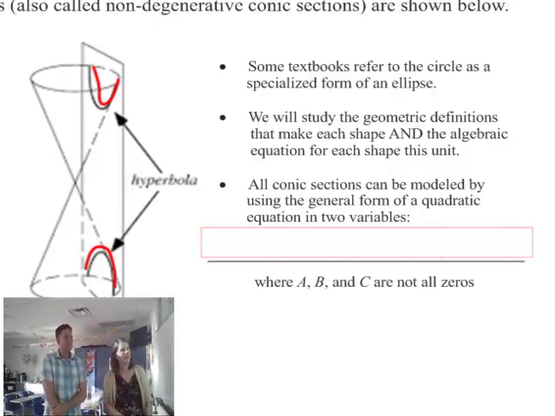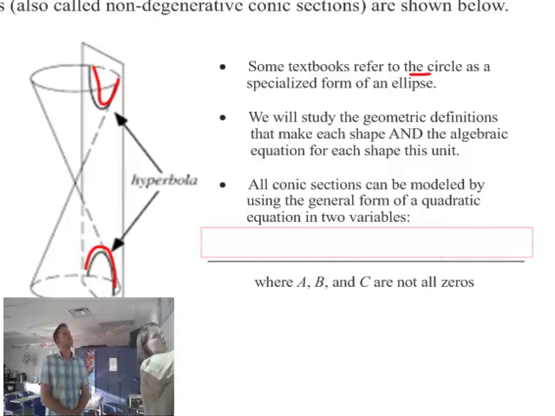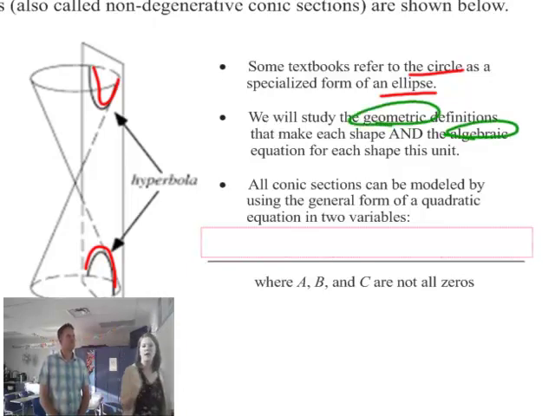Okay, a couple of things to notice. Some of the textbooks that you'll run into will refer to a circle as just a fancy ellipse, a very specialized case of an ellipse. We'll talk about that more when we get to the ellipses. And once again, we're going to study not only the algebra to these things, but also their geometric definitions and why they're defined as such. That's more for a later day. We'll do that when we get to each of our other three shapes.